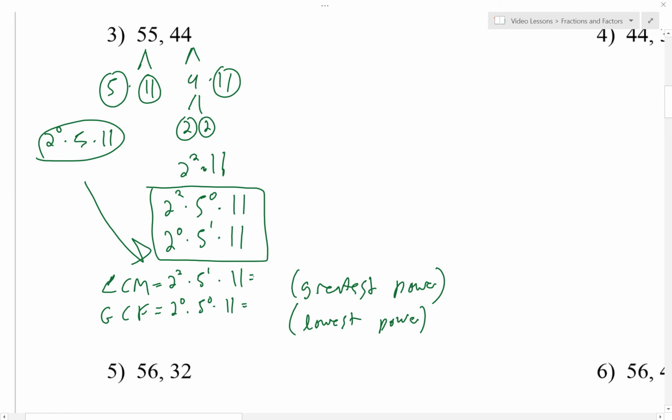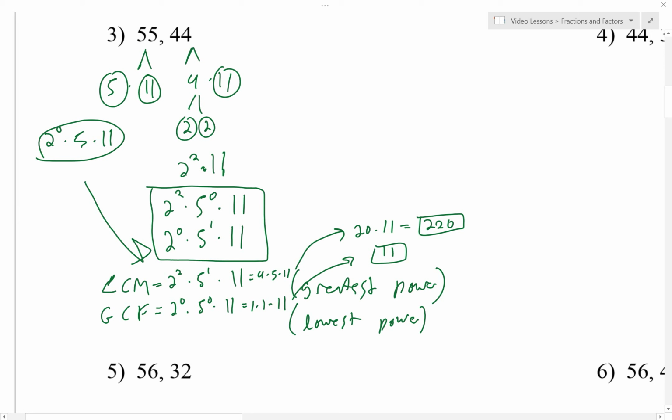So on the top here, we have 2 squared, which is 4, times 5 to the first, which is 5, times 11. So let me just bring this over here. That's going to be 20 times 11, which is 220, right? So for the bottom one here, GCF, we have 2 to the 0, which is 1, right? Anything to the 0 power is 1, times 5 to the 0, which is 1, times 11. So that's going to equal 11.